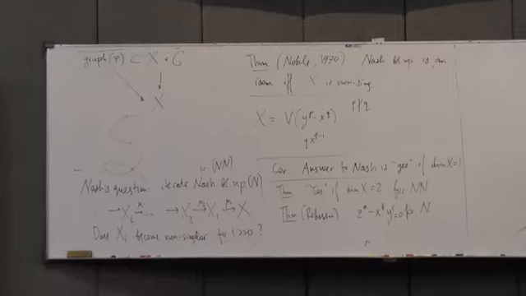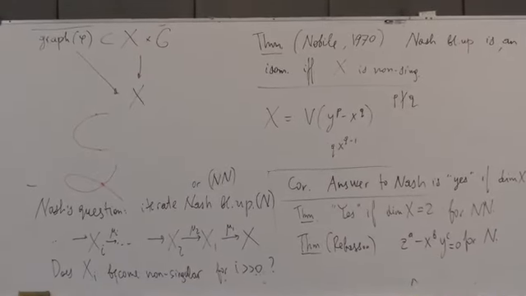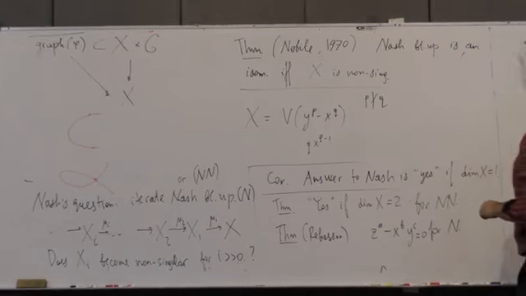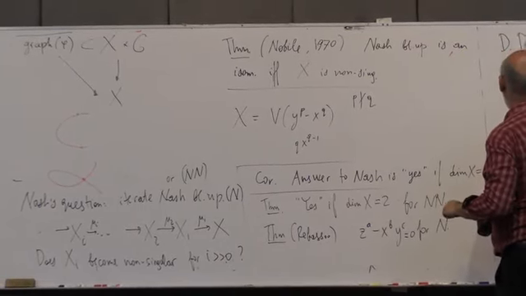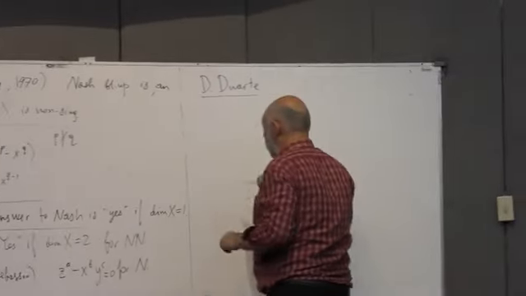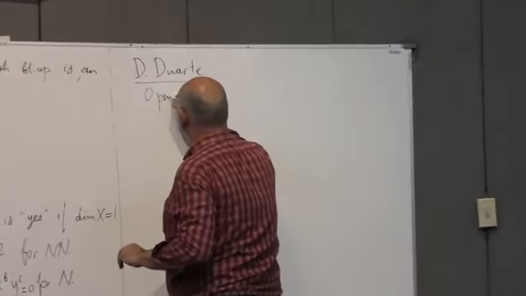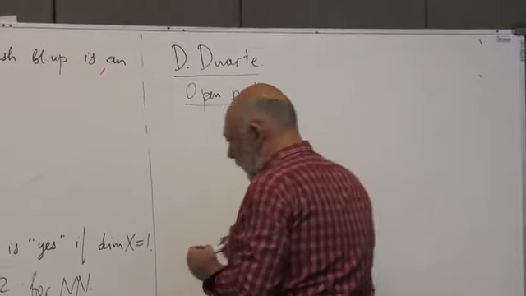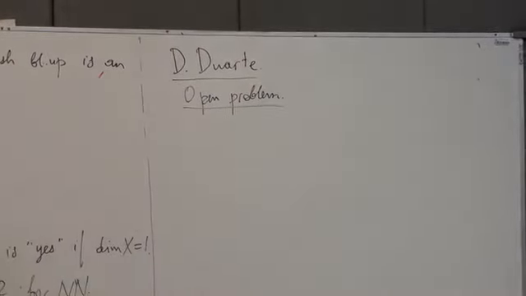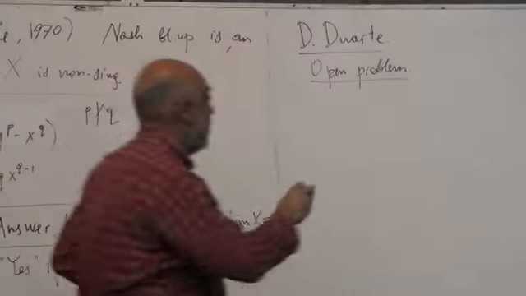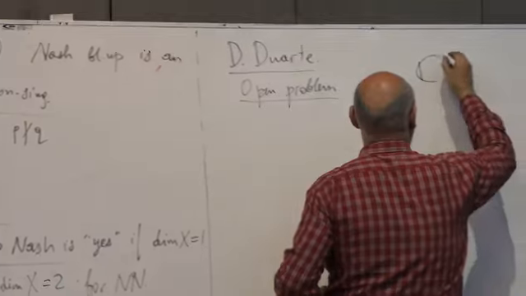Let me finish this part of my talk by telling you an open problem, and also mentioning some partial results of my Mexican PhD student, Daniel Duarte. So let me start with an open problem. The question was to at least answer Nash's question for toric varieties. Right? Toric varieties came up a few times in this conference.